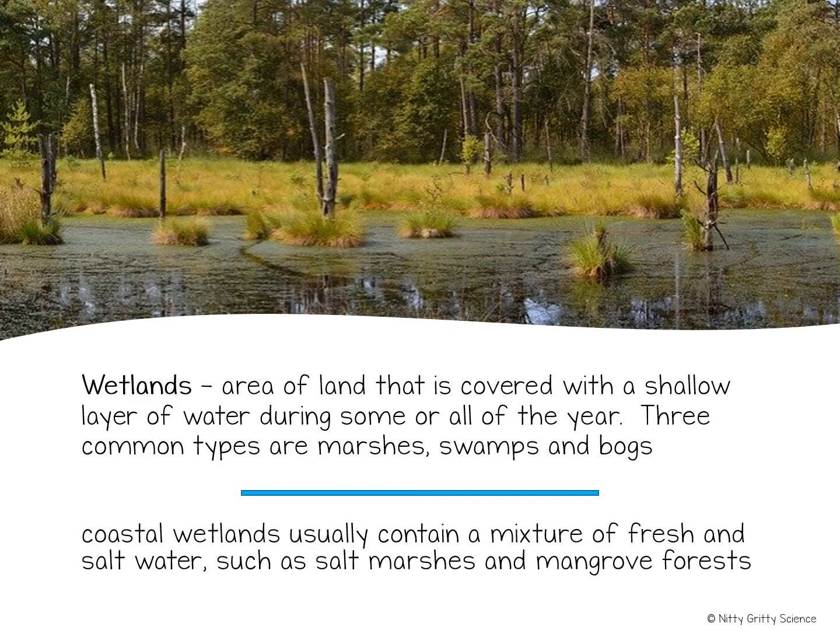Now, wetlands that occur along the coast, or coastal wetlands, contain both fresh and salt water. They include mangrove forests and salt marshes, which are some of the most protected areas on the continent.